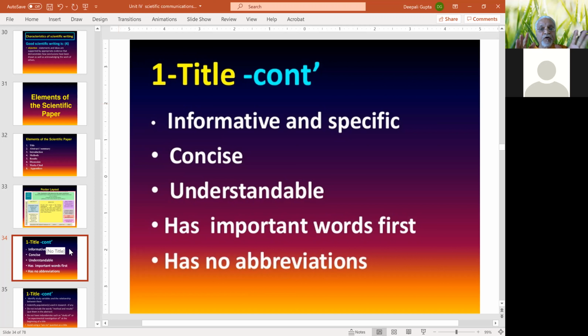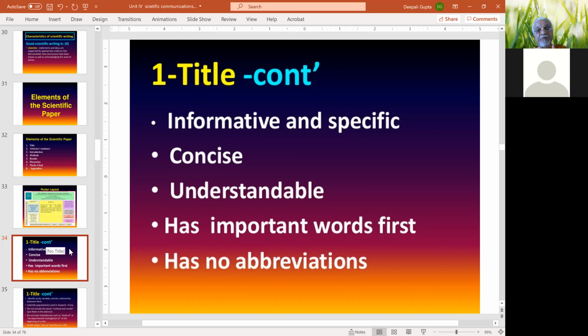So when we look for a title, what kind of title should be given? It should be informative. The title of the work should be informative and specific. I mean, it should not be very vague. It should be concise, understandable, and have all the important words, and it should not have any abbreviations. These are general considerations when you think of a title for your work: the title should reflect the work you are going to describe.